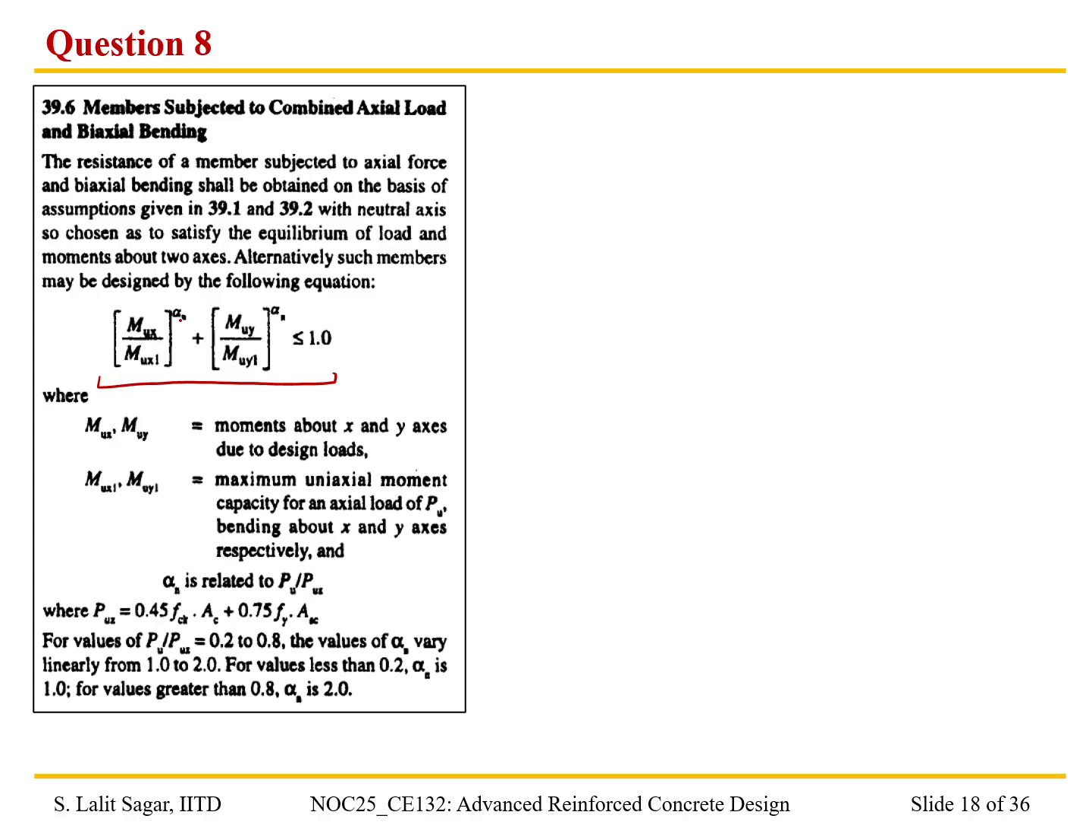Okay, and then we have this term alpha n. Alpha n is a function of this value Pu by Puz. Depending on the value of Pu by Puz, this particular ratio, we can proceed to find out the value of alpha n. Okay, so let us proceed to find out that.